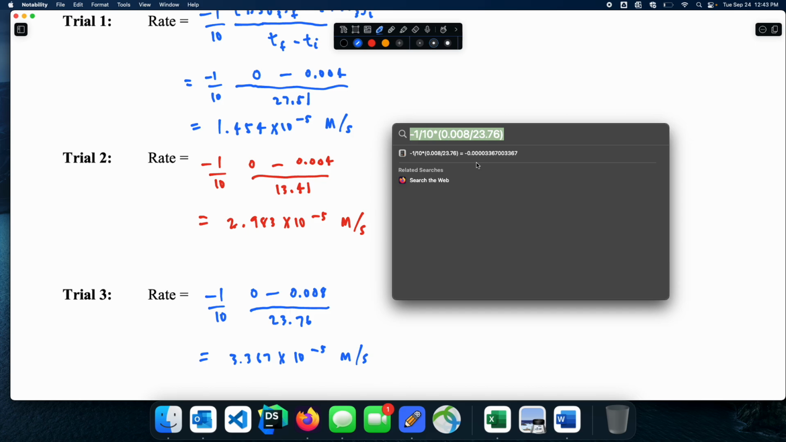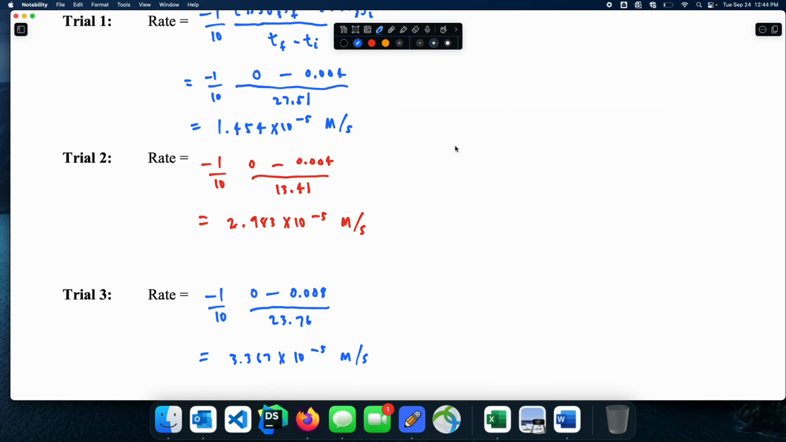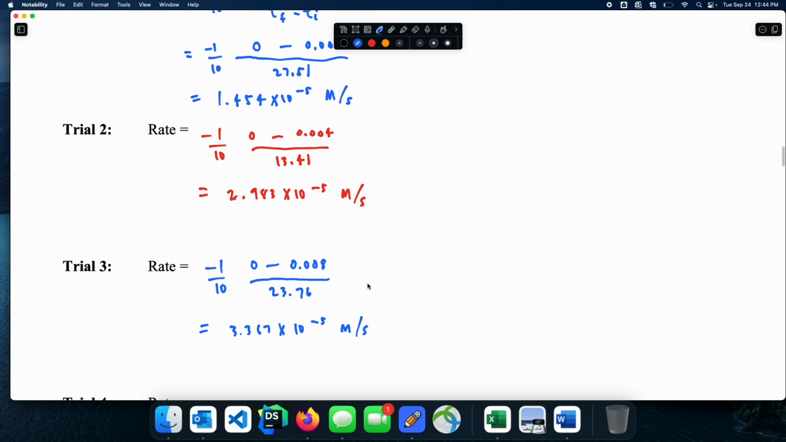Now I realize there's a negative here, okay? But I got rid of that negative here because this didn't like it. But really this is a positive number. Rates are going to be positive, right? It was negative 1/10 because we're losing the stuff. So anyhow, I'm going to assume you can do that.